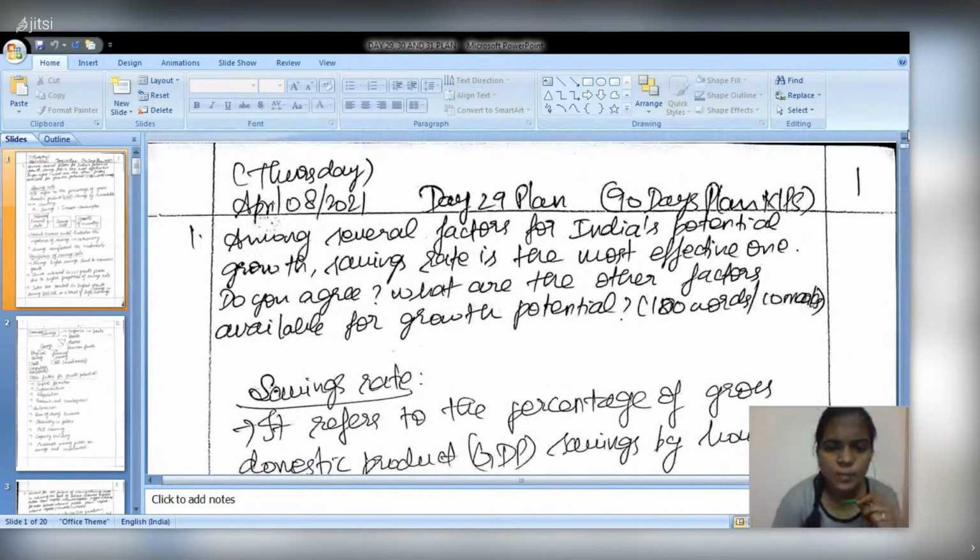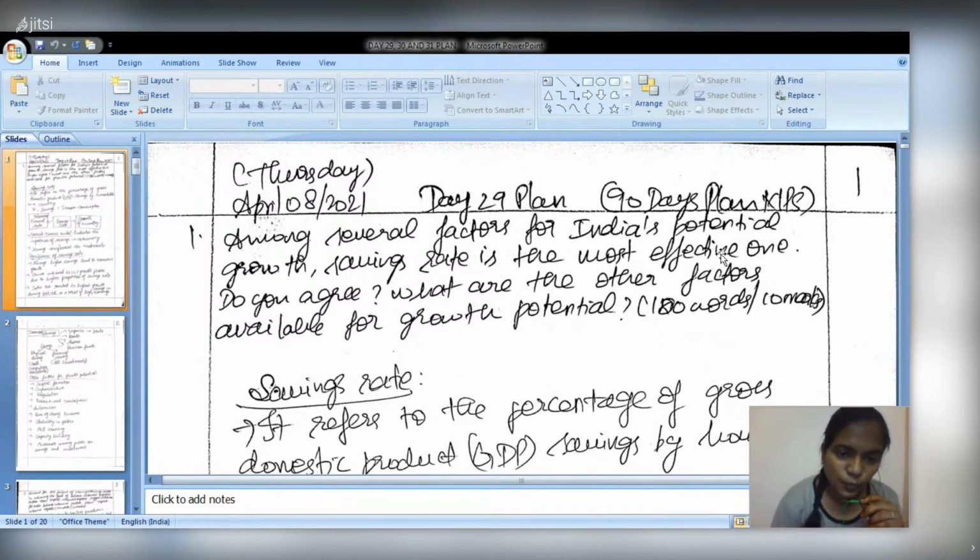The question is: among several factors for India's potential growth, savings rate is the most effective one. So they have given you the direct focus of the question, that is on savings rate. Do you agree? What are the other factors available for potential growth? It is a 10-mark question, so only 2 pages are given for this question.